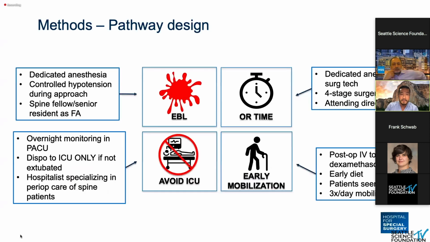Some of the details in regards to that are a dedicated anesthesia team, having controlled hypotension during your approach, and also giving an appropriate amount of paralytic during the approach to make it faster. Decreasing your operative time by staging your surgery into 4 stages as far as strategy, making sure everybody in the room is on the ball with you in regards to the stages and where you are. Having a PACU for overnight monitoring, more so than a dedicated ICU stay for these patients.